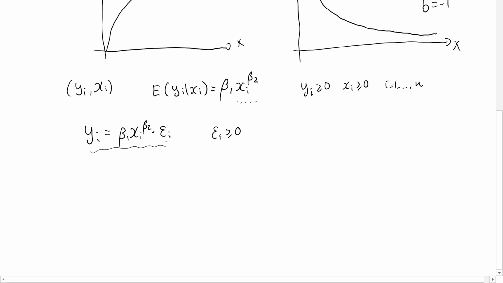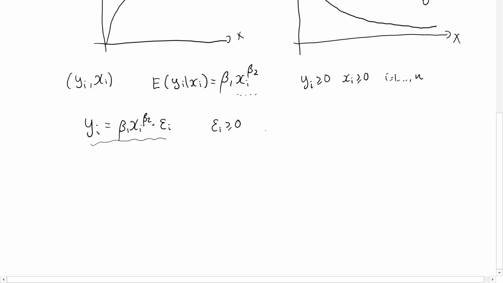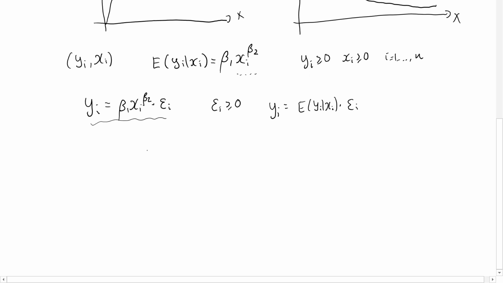So notice in this model, yi is equal to the expected value of yi multiplied by epsilon i. Or if you like, epsilon i is now not the difference between observed and expected value of y, but the ratio of them, like this.